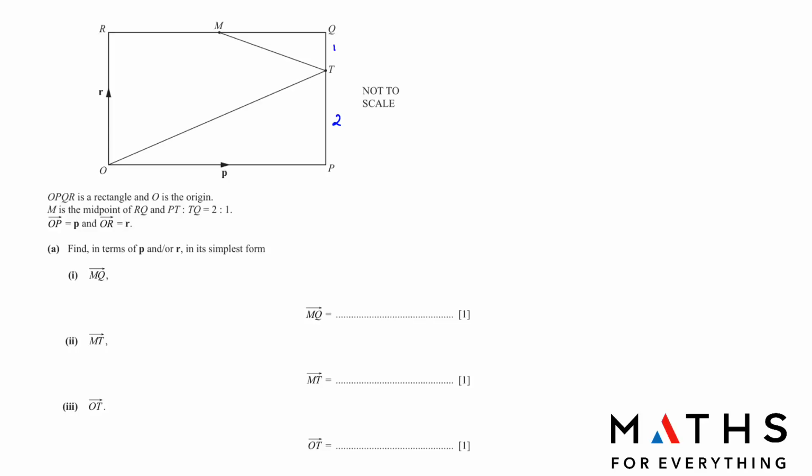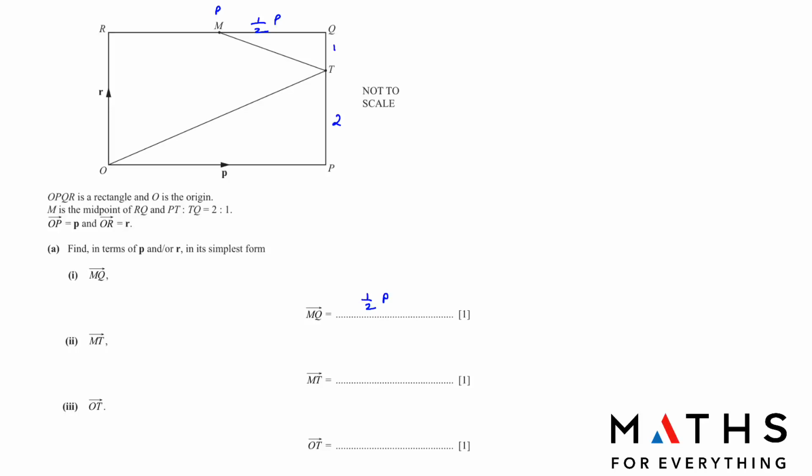Remember one thing, that in a rectangle, the opposite sides are parallel. So this is going to be R and this is going to be P. We have to find, in terms of P and or R in its simplest form, MQ. MQ is here. And M is the midpoint. Like I told you before, this whole line is P. So MQ is going to be half P. As it is the midpoint, we want to find MT.